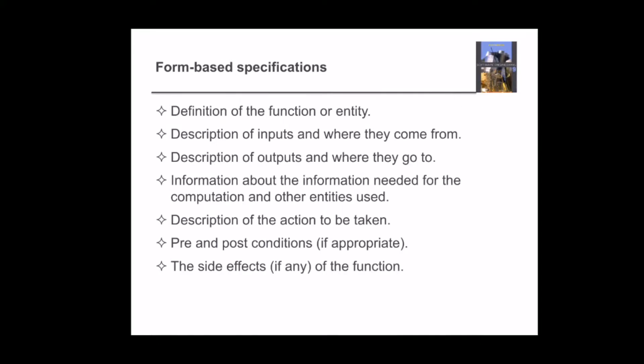Form based specifications. Here we have the definition of the function or entity, descriptions of the inputs, and where the inputs come from. These are the things that we'll have in a form based specification: descriptions of outputs and where they go, information needed for the computation and other entities used, descriptions of the actions to be taken, pre and post conditions, and the side effects. Each and every thing will be in a form. We have to just fill out the entities.